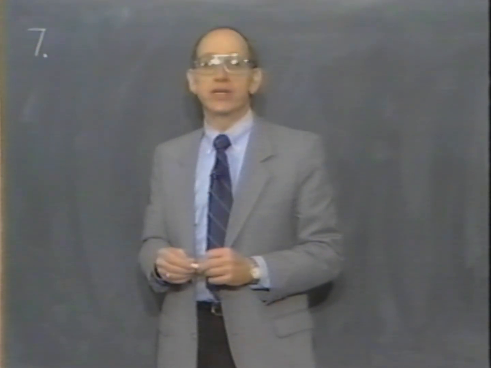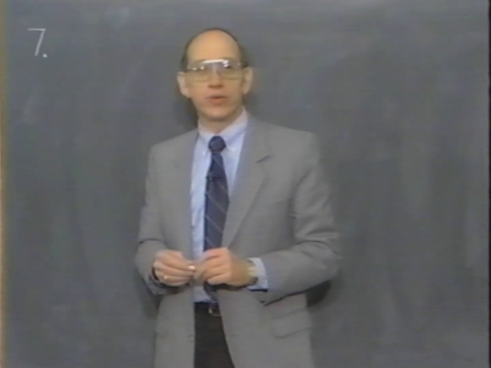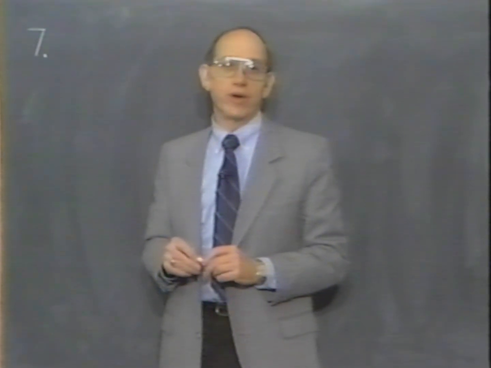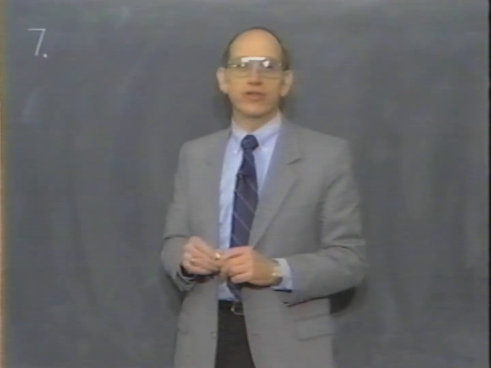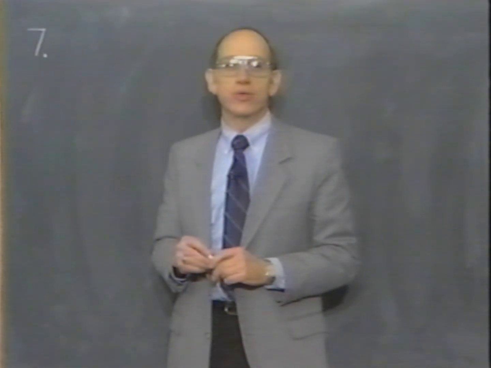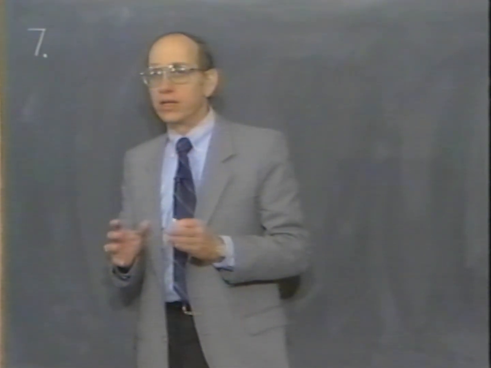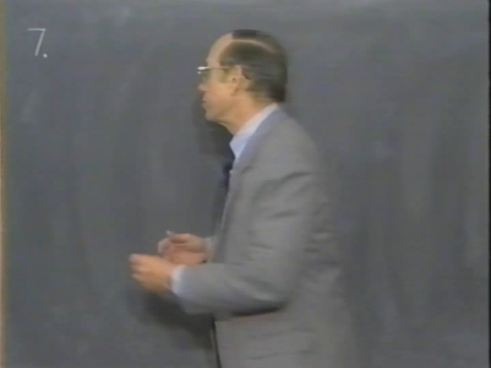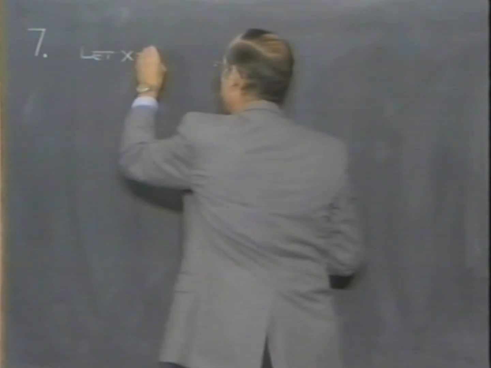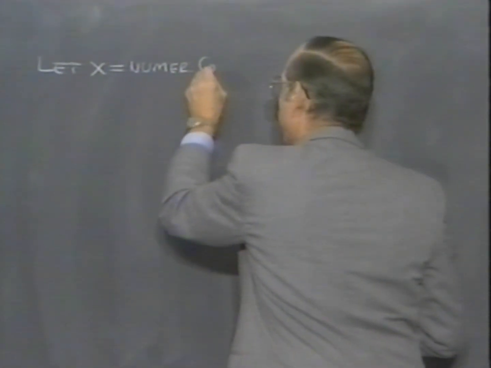Let's look at one verbal problem that leads to a fractional equation. Number 7 says, the denominator of a fraction is 1 more than twice the numerator. If the numerator is decreased by 1 and the denominator is increased by 1, the value of the resulting fraction is 1/4. Find the original fraction. Well, let's identify some unknowns.